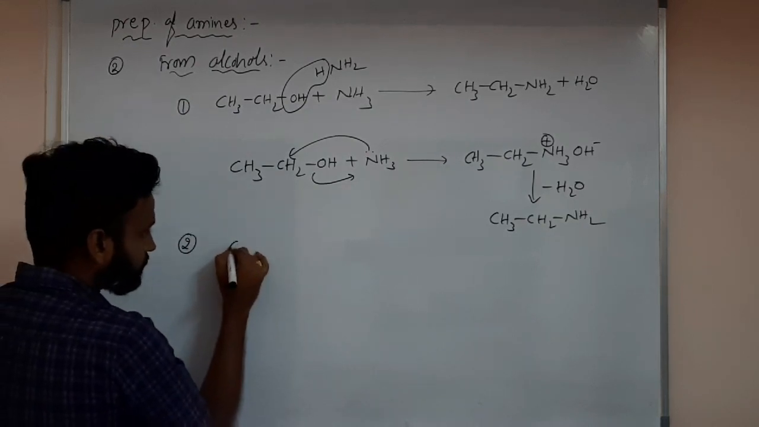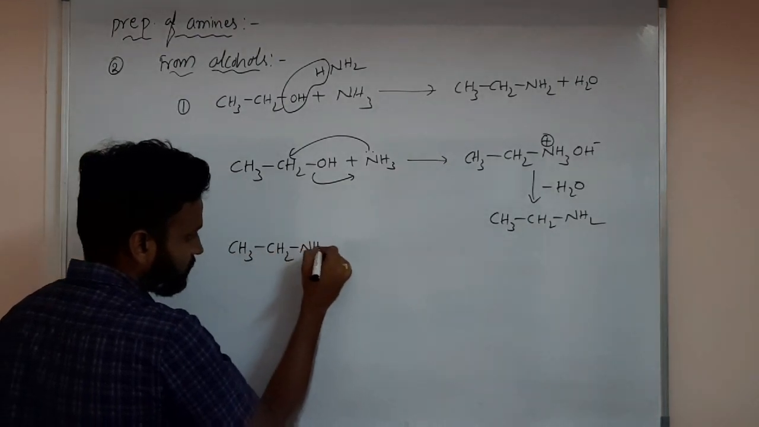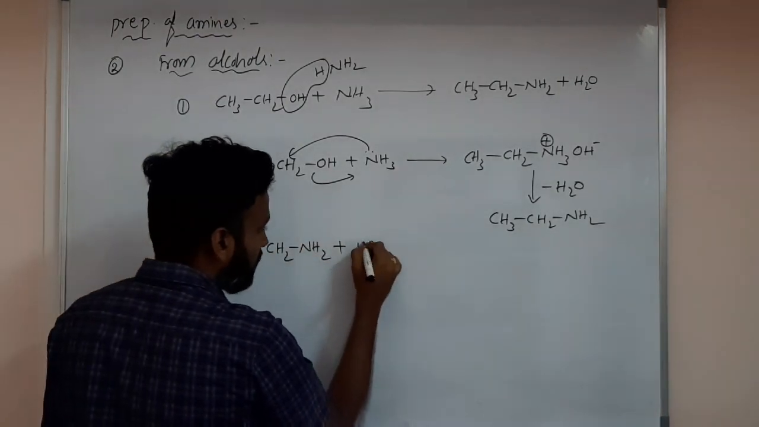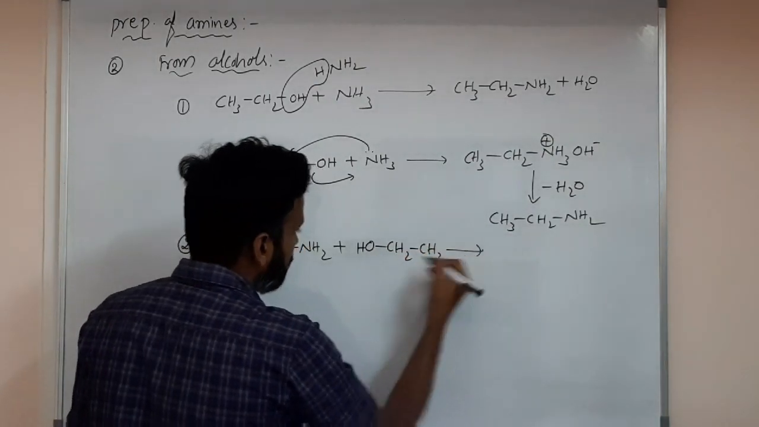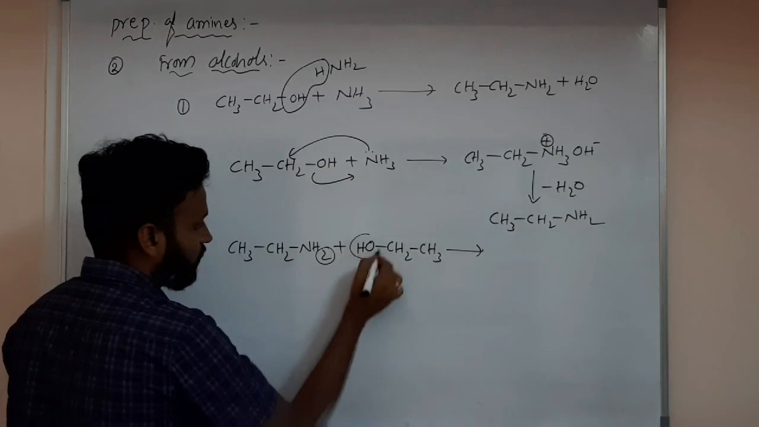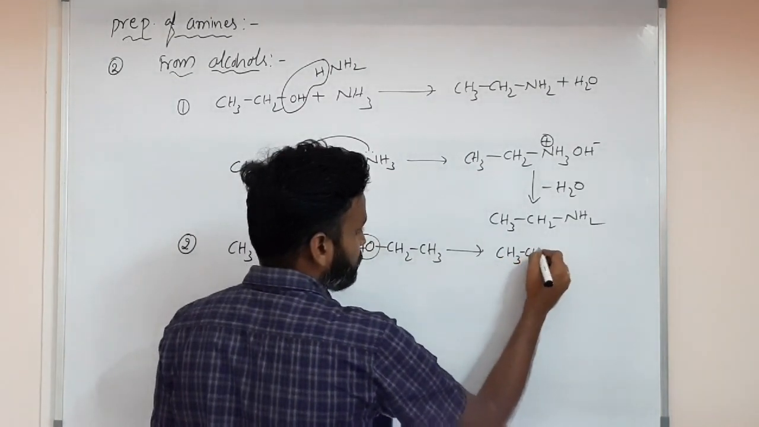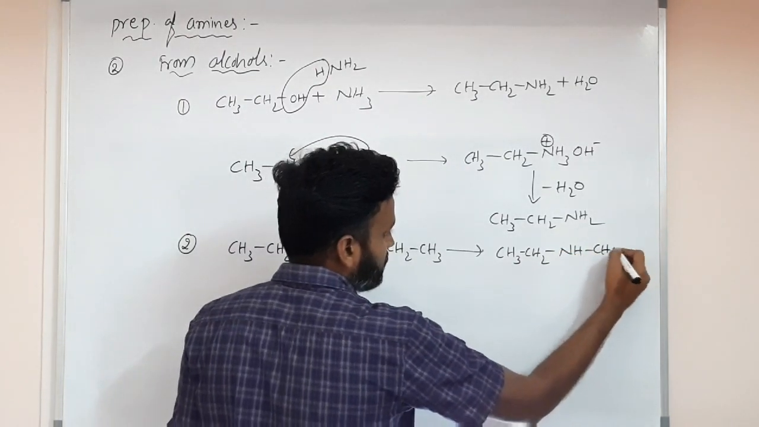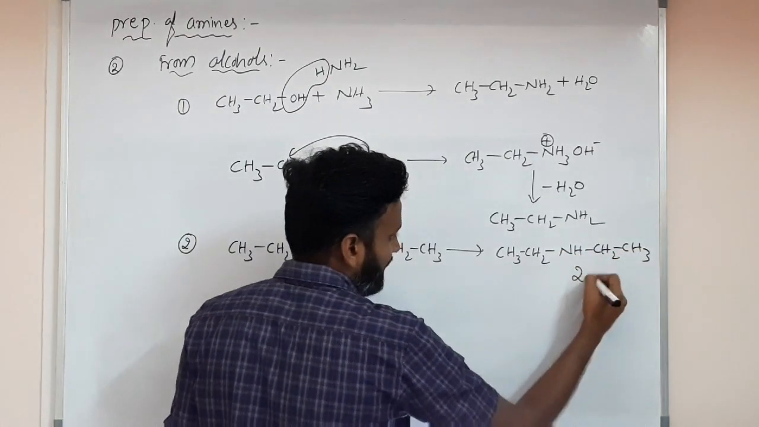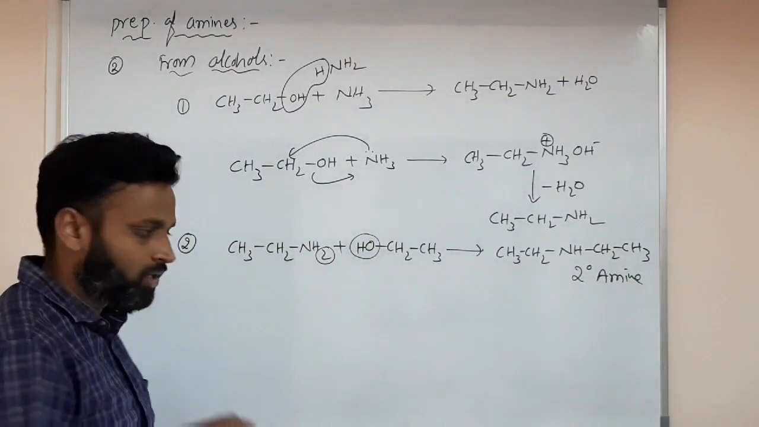And the second one, CH3CH2NH2, when it reacts with one more alcohol, OH CH2CH3, then what do you have? Again H from here, OH from here will go. Then you have CH3CH2NHCH2CH3. This is a secondary amine.